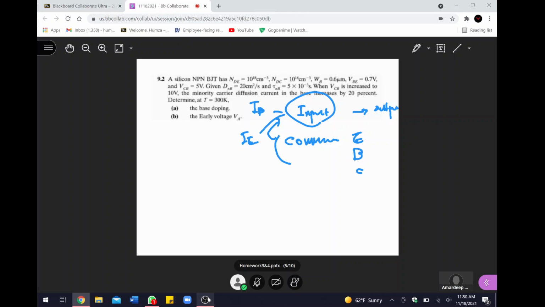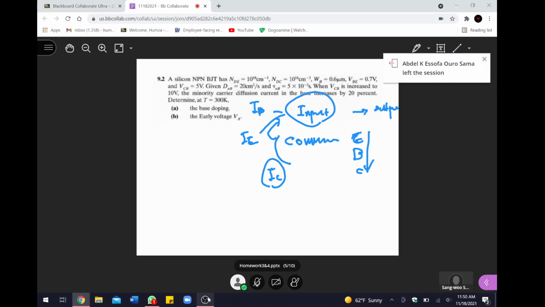Okay, but would the collector ever be the input? Typically, this is the output current we are looking at for all of this. I'm just saying in general, would there ever be a scenario where we would have the collector as the input, or no? In the general use, no. Okay.